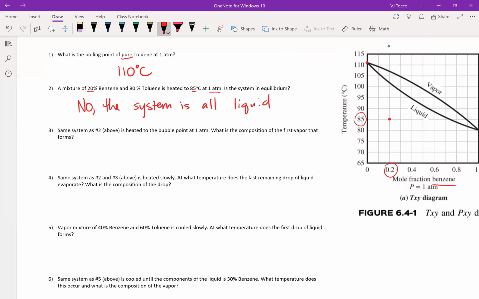Okay, moving on to number 3. For the same system as number 2, it's heated to the bubble point. What is the composition of the first vapor that forms?